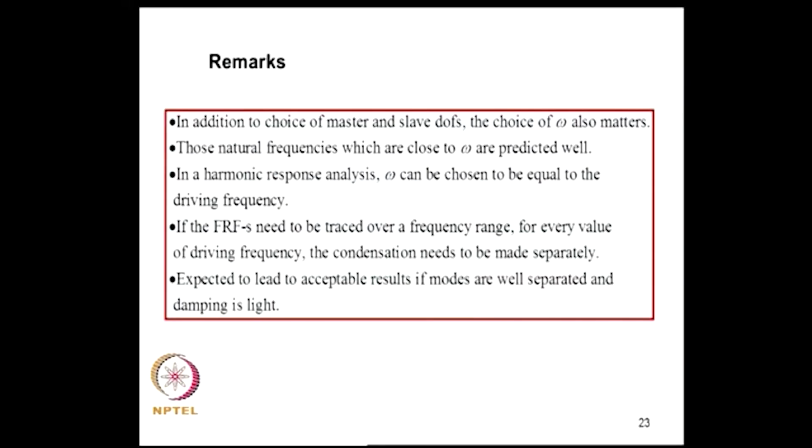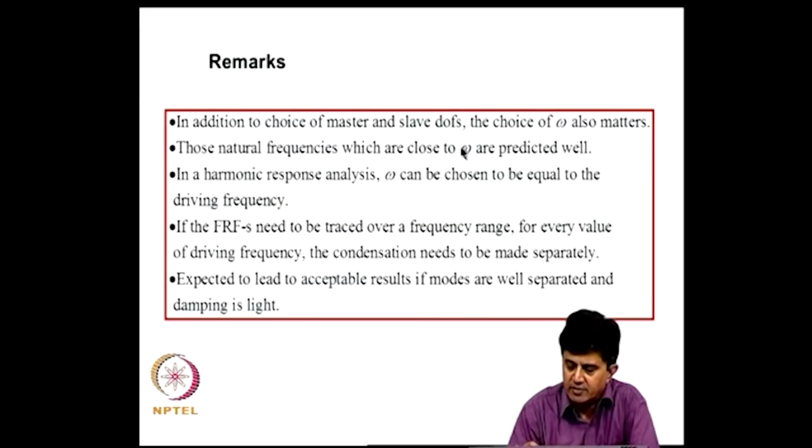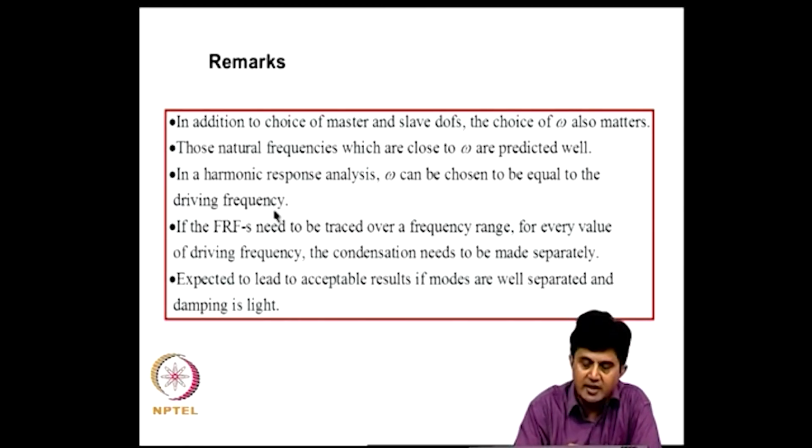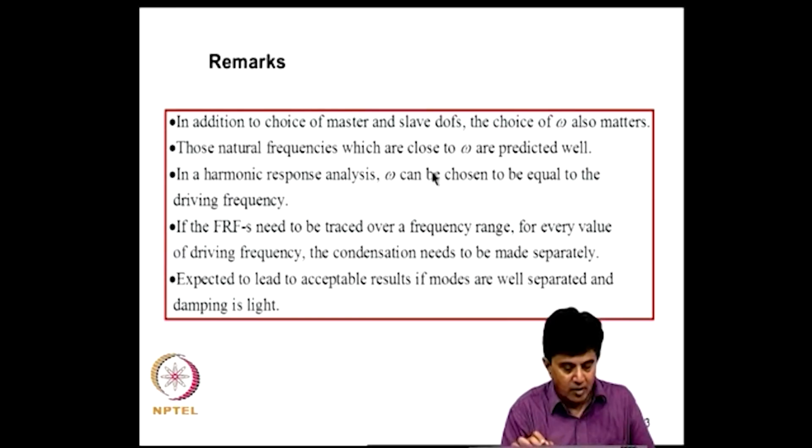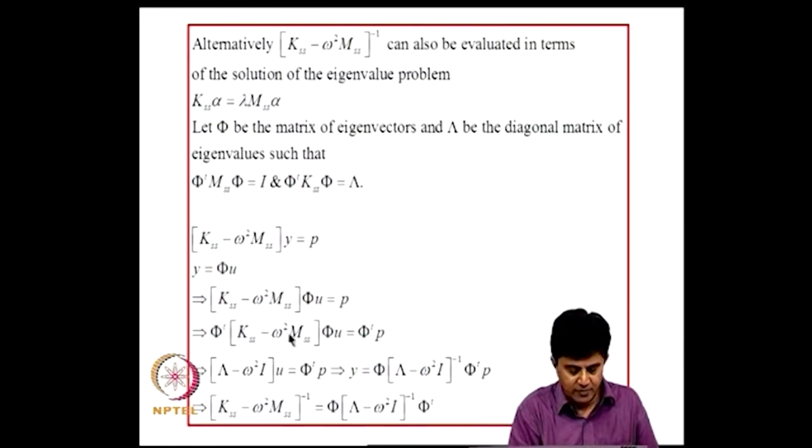So, we can make a few comments now. In dynamic condensation, in addition to the choice of master slave DOF, the choice of omega also matters. Those natural frequencies which are close to omega are predicted well. In a harmonic response analysis, omega can be chosen to be equal to the driving frequency. If you are varying omega, then computationally this form of writing the transformation matrix is advantageous, because you have to do only one eigenvalue analysis and you need not invert the matrix for every omega.